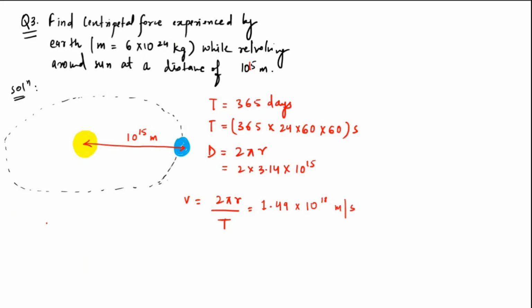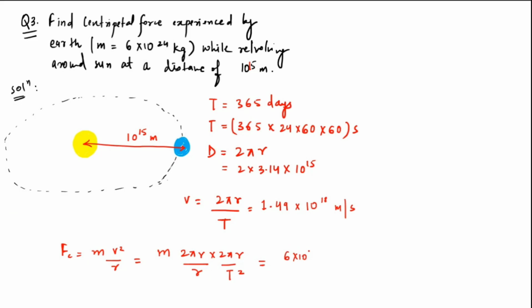Now again, we can find out the centripetal force. Fc is going to be mv square by r. You can also write 2 pi r into 2 pi r by r, and this t square as well. So this will make it a little complicated. Just substitute the values as it is.